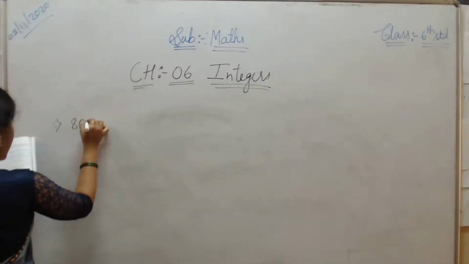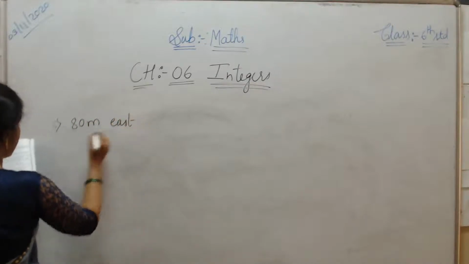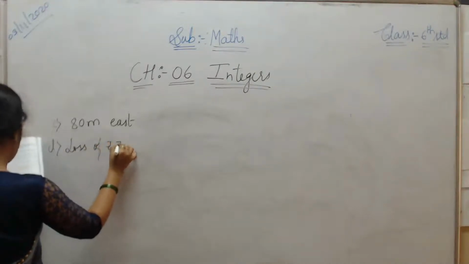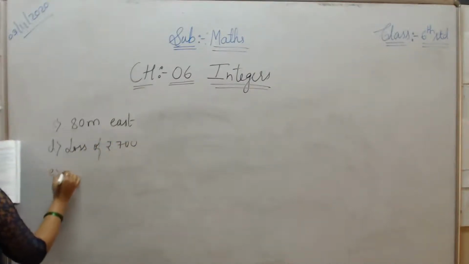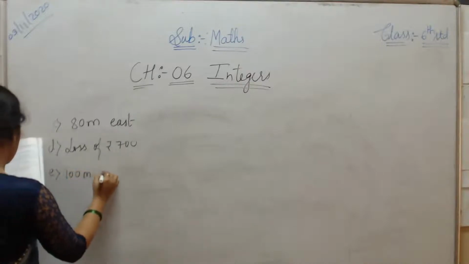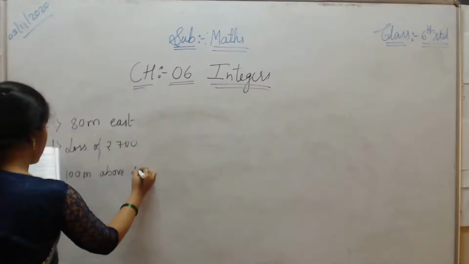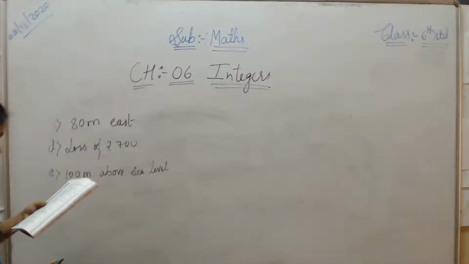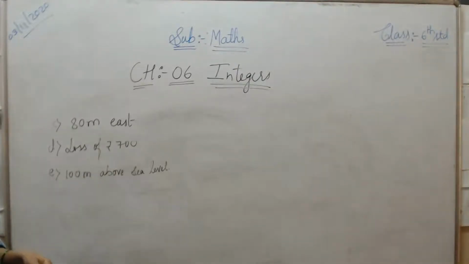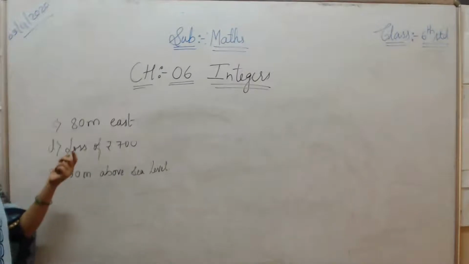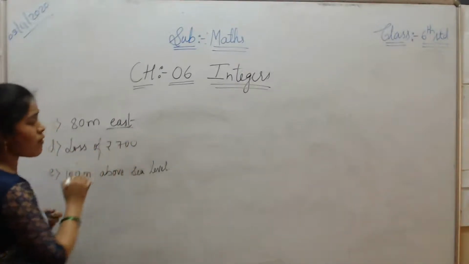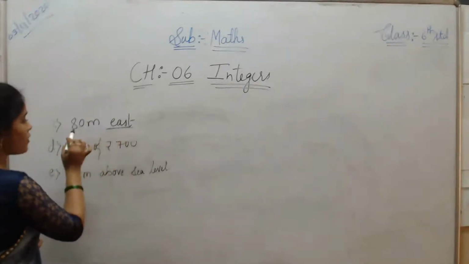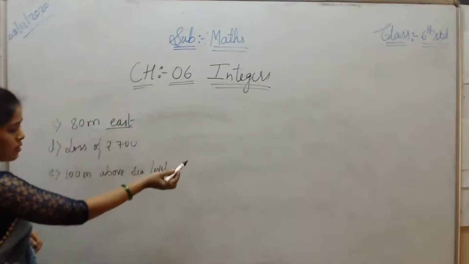C, 80 meter east. D, loss of rupees 700 and E, 100 meter above sea level. Take these three as homework, but here we have to write the opposite of east. Not the south, east. You have to write the opposite of east and you have to write 80 meter. Then answer. Loss.